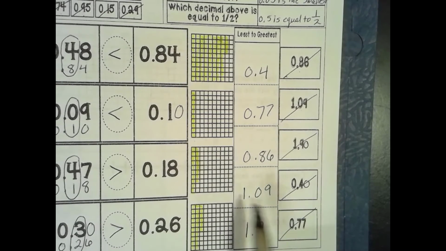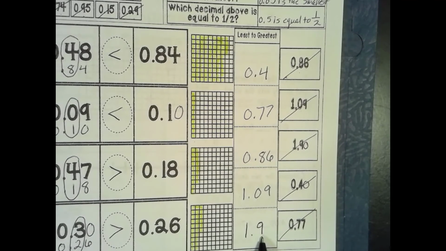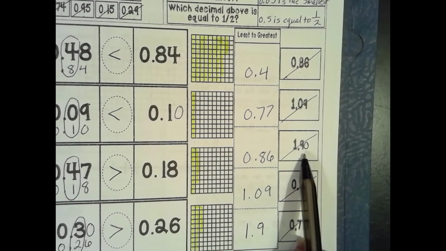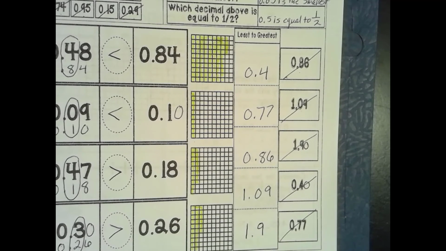Now you may have thought this was greater because you may have seen that as a 109, but that's why you got to practice this as 1 whole and 9 hundredths. 1 whole and 9/10 is the same as 1 whole and 90 hundredths. All right, let's go ahead and practice some more with our 3-column notes.